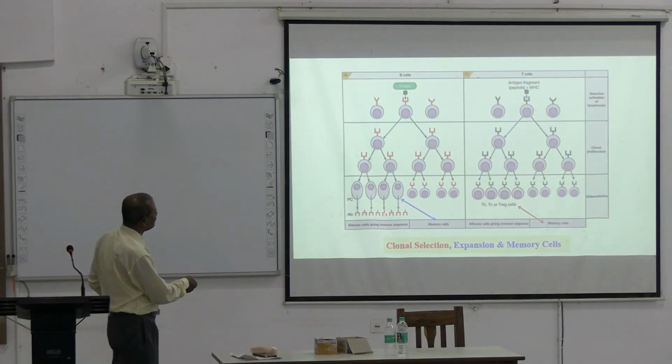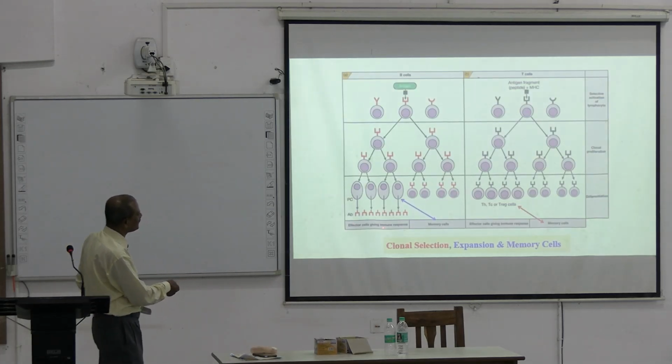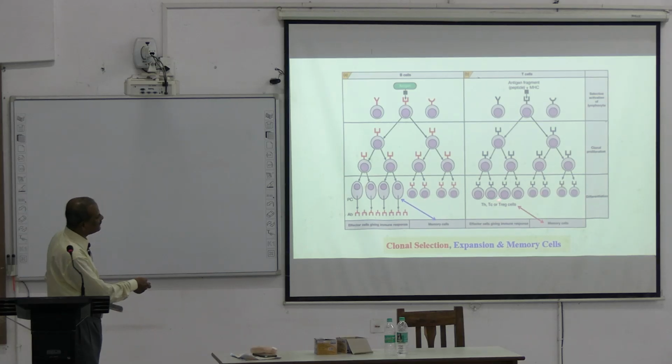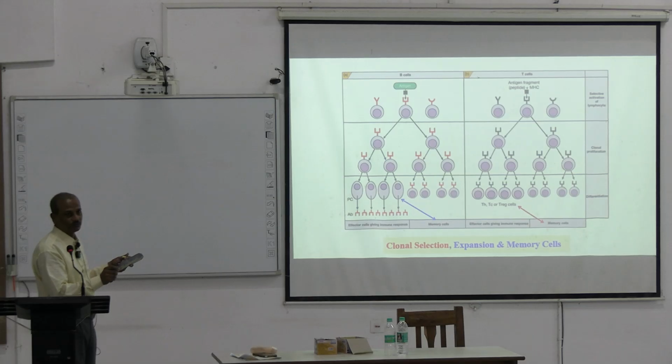So you see, this is the clonal expansion I am telling you, these are the effector cells. This is PC, means plasma cell. This is producing antibody, and you see there is a memory cell. Similarly, in the T cell also, same thing happens.